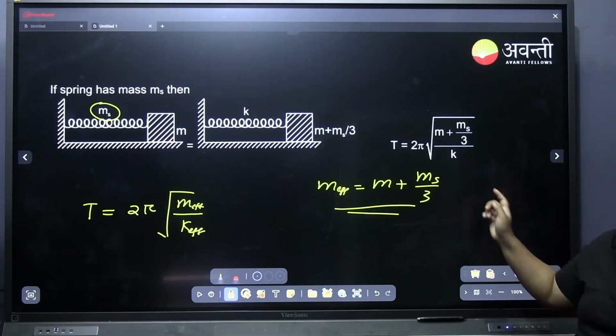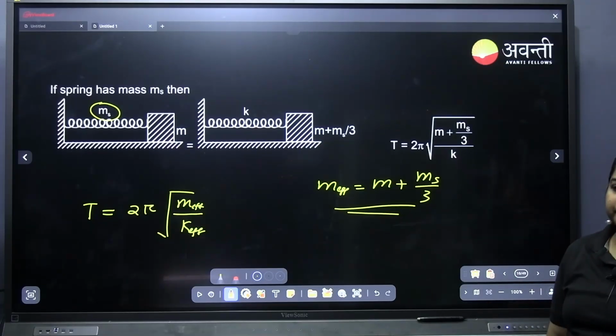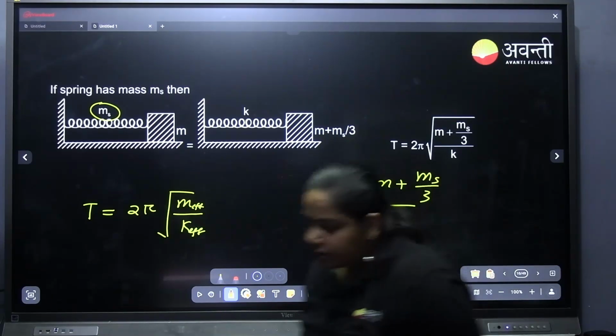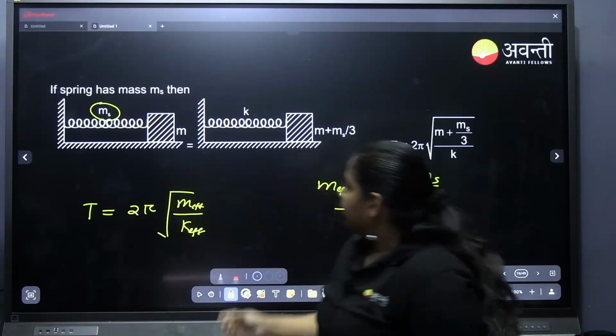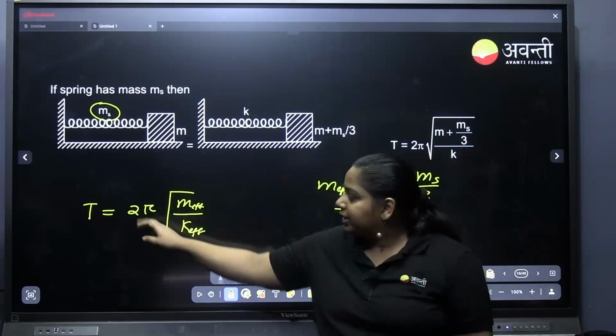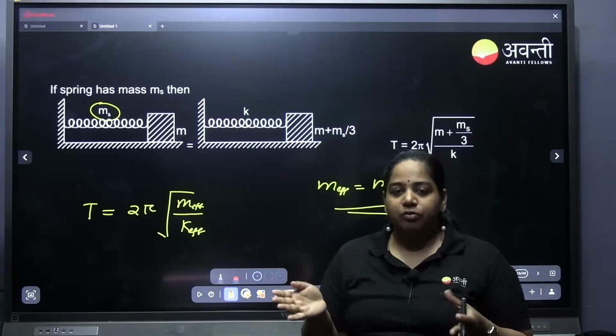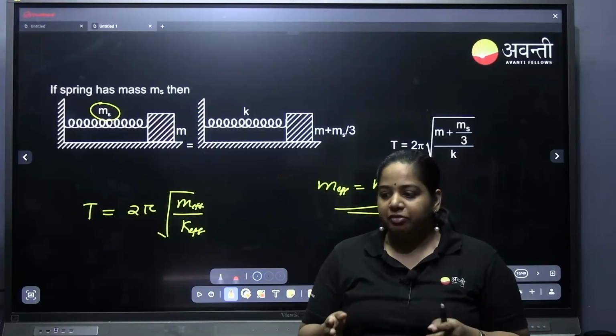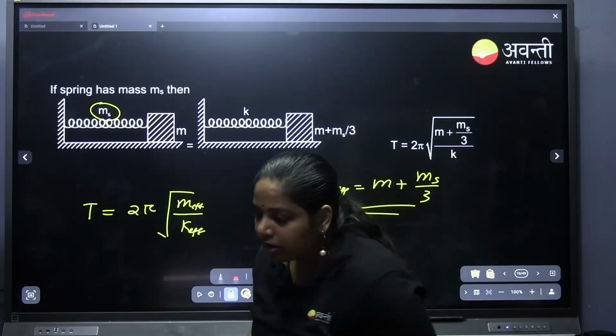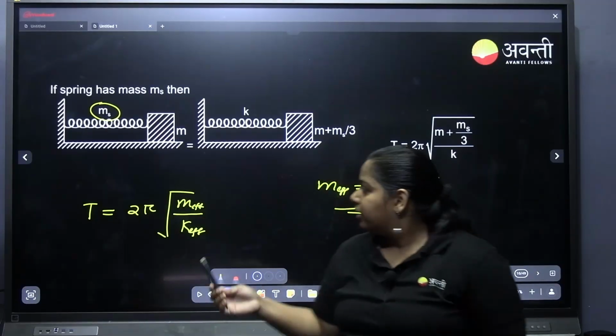Is there any doubt regarding this? Repeat, okay. So the equation is 2 pi root m by k, right? But in a combination of springs, what happens? k might be different. So this is the last topic also.